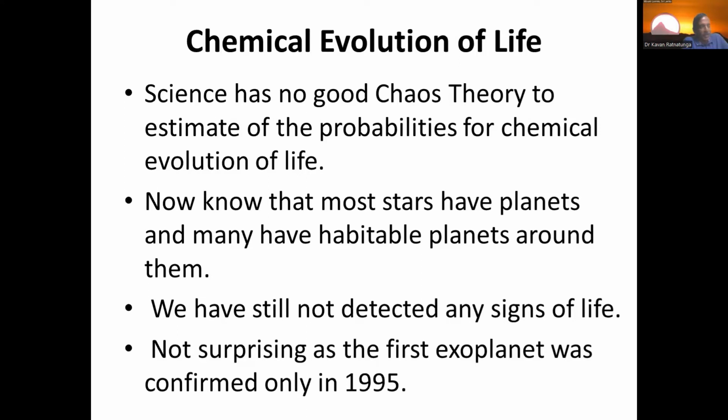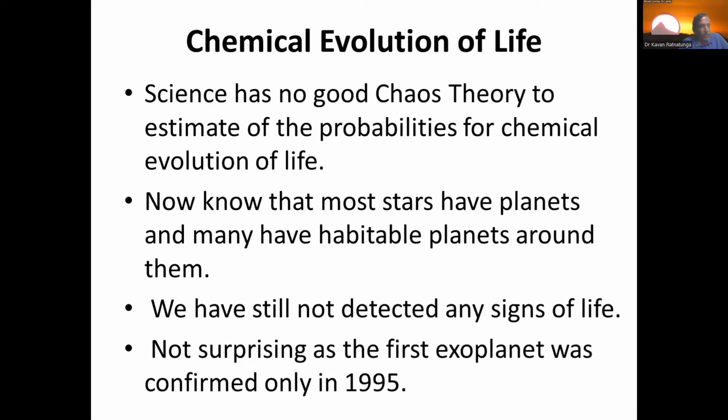So we don't have theoretical postulates to compute the probabilities of chemical evolution of life. We don't know how many stars have planets. We have known that most of the stars have planets and many have habitable planets like ours around them. But we have still not detected any signs of life. That is not surprising because the first exoplanet was confirmed only in 1995, just 25 years ago.